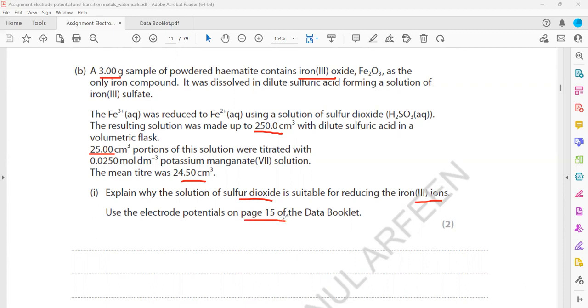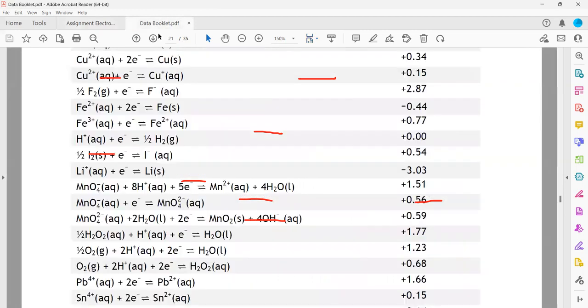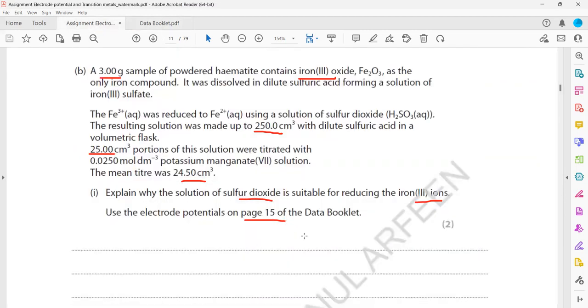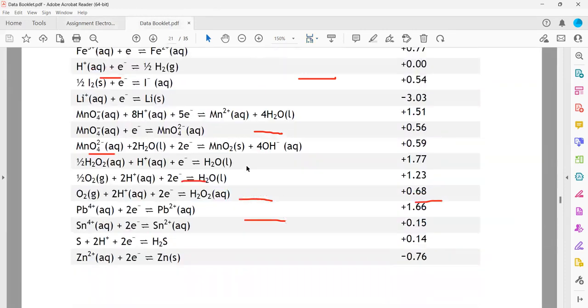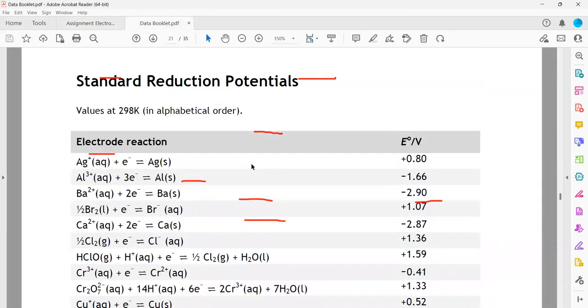Use the data booklet, page 15. So when you work it out for sulfur dioxide, you will see why it is suitable. It will reduce the iron 3 ions into iron 2, using page 15. This was page 17.